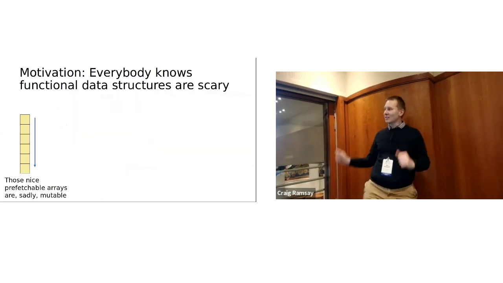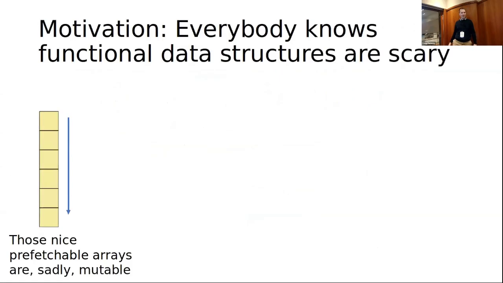Right, so motivation. Everybody knows functional data structures are scary. What I mean by that is, if we look over on the left, we've got those nice prefetchable arrays. Arrays have lots of memory level parallelism. We know exactly where we're going in an array. We know we're going to be accessing each of these elements in the future. We can see it. Not only can a stride prefetcher see that we're going 1, 2, 3, 4, 5, but the out of order engine also knows where we're going and can just keep going ahead and fetching more stuff.